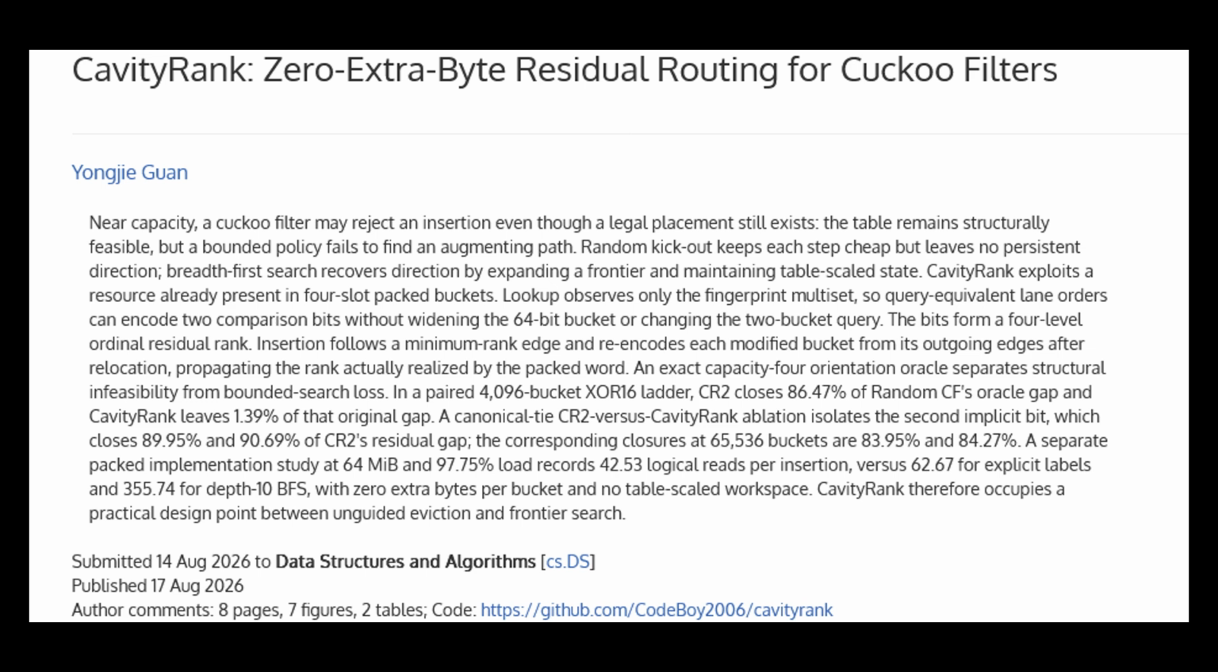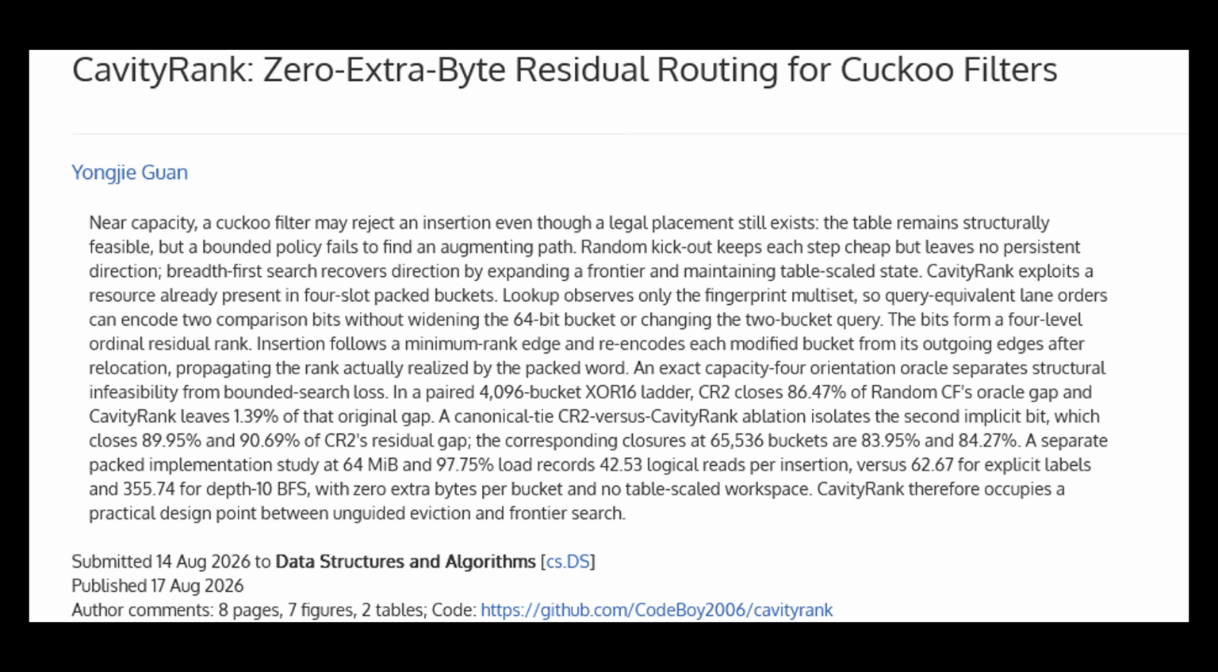The two extremes: blind guessing versus exhaustive search. Existing solutions sit at two uncomfortable extremes. Random eviction kicks out a fingerprint and follows a single path, but it lacks any persistent direction. It stumbles around without remembering where a free slot might be. It's cheap to compute but frequently fails when the table is nearly full.